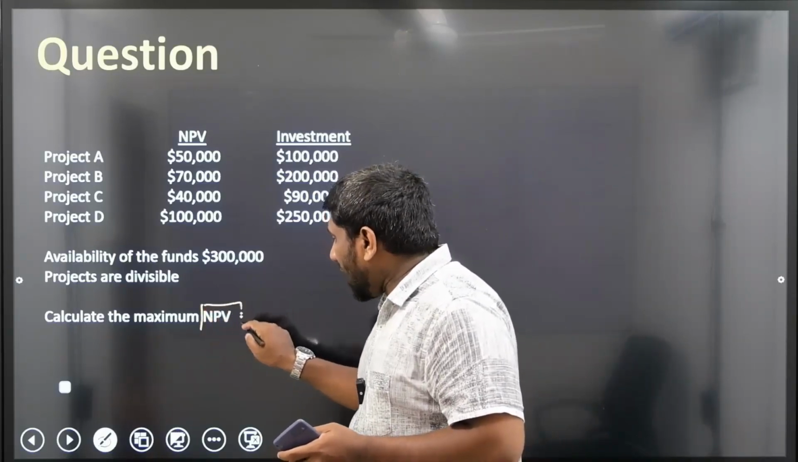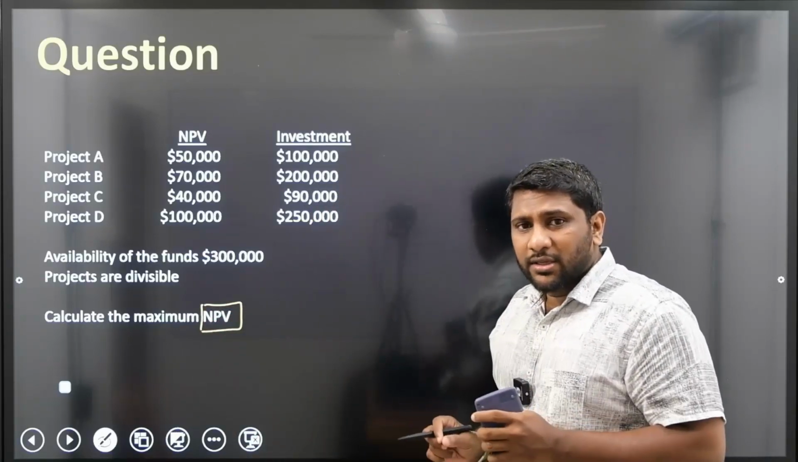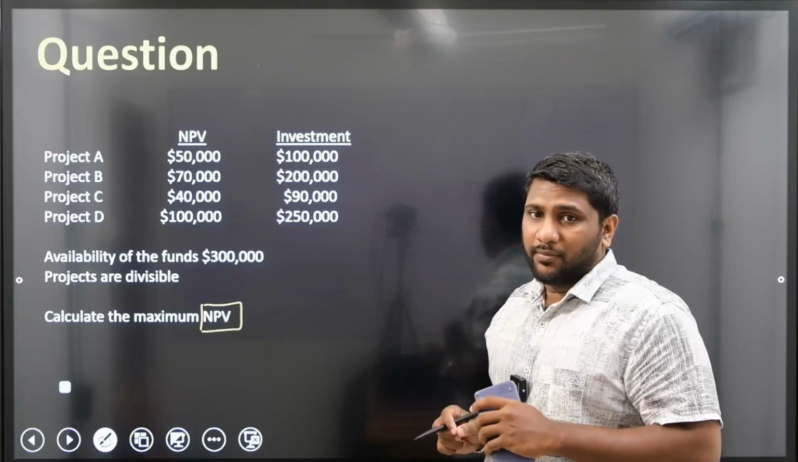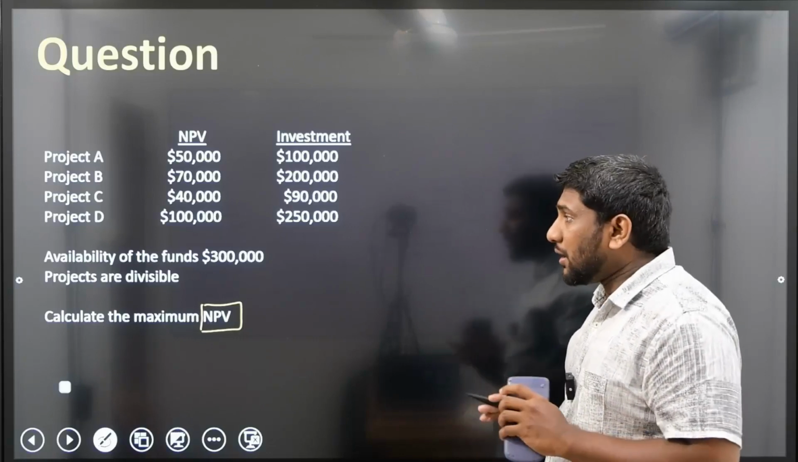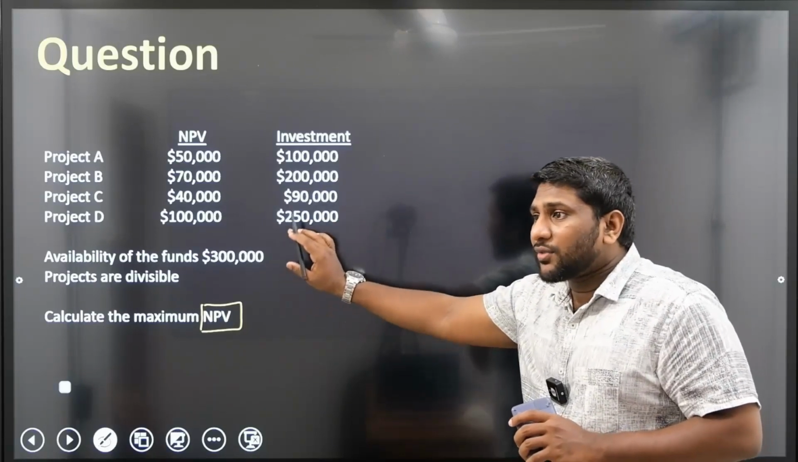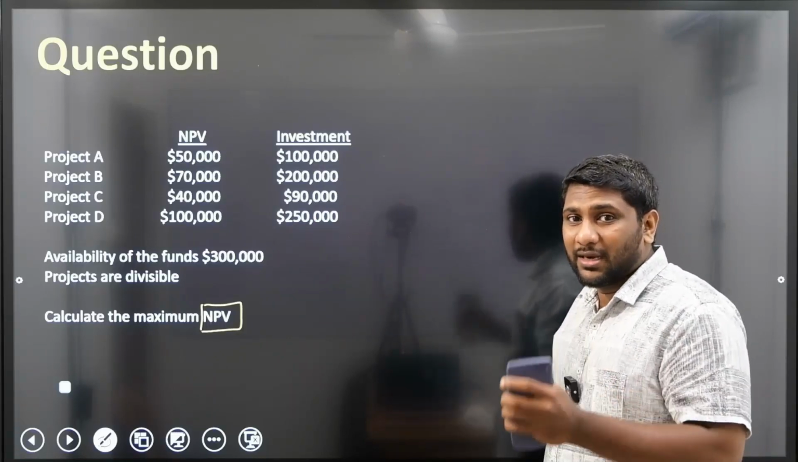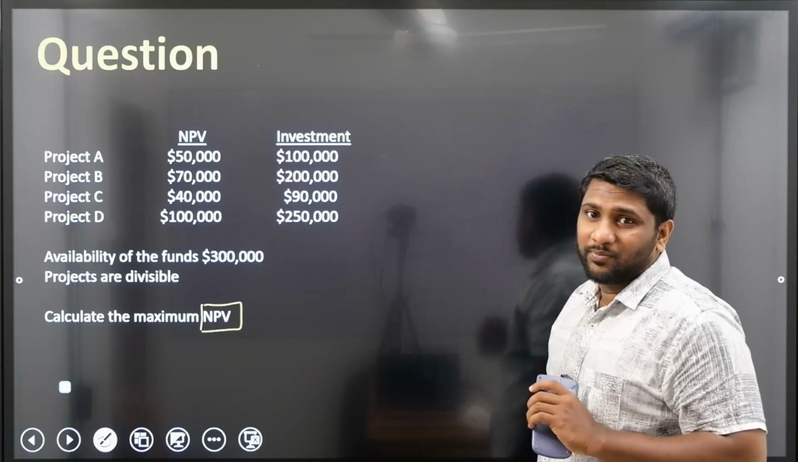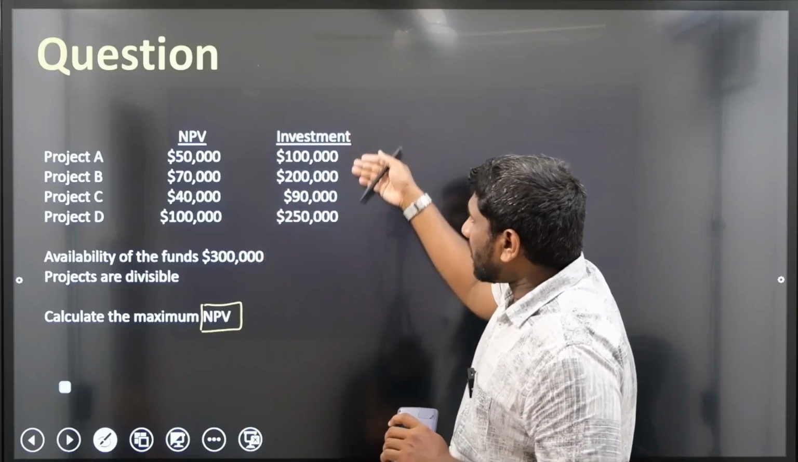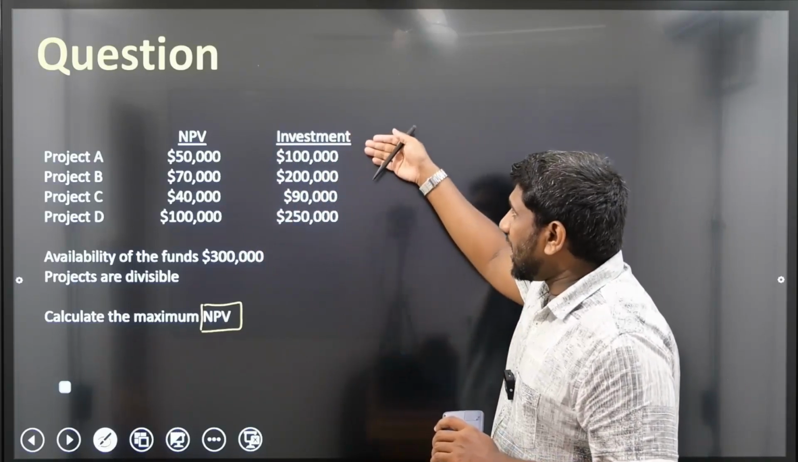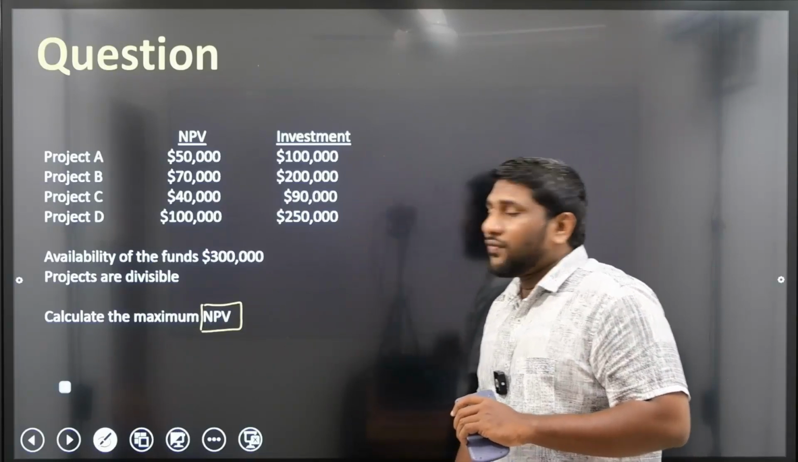If they ask you to calculate the maximum NPV, always what I recommend for my students, use the second formula. So let's calculate the maximum NPV that you can earn. Your availability of the funds are limited to 300,000. That means your capital is limited. There is a capital rationing here. You have 4 different projects. These are the amounts that you should invest. Project A 100,000, Project B 200,000, Project C 90,000, Project D 250,000.